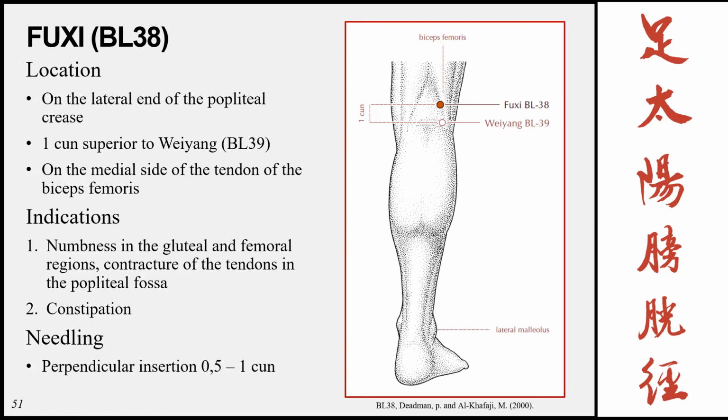Next point is FUXI, bladder 38. This point is located on the lateral end of the popliteal crease, 1 tsun superior to WEIYANG, bladder 39, on the medial side of the tendon of the biceps femoris. So the first thing is it's at the lateral end of the popliteal crease. This is the popliteal crease, and we're going towards its lateral or outside end. And at this lateral end is actually the next point, WEIYANG, bladder 39. And then from here, we have to go 1 tsun upwards, and we have to go along the medial side of the tendon. This is the tendon of the biceps femoris here, and we've got to be on the medial side.